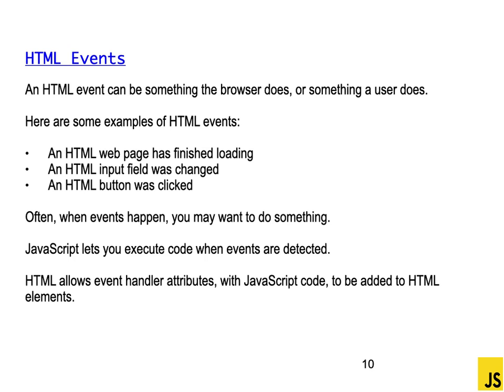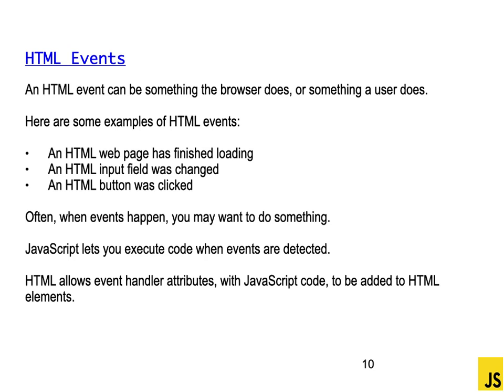Here are some examples of HTML events. An HTML web page has finished loading. After the page has completely loaded, you will get a message, welcome to FISAT. Just like it's an example, our website will not show any welcome message. An HTML input field was changed. The color of the input field is changing, or a verification is done after the input field change. An HTML button was clicked.